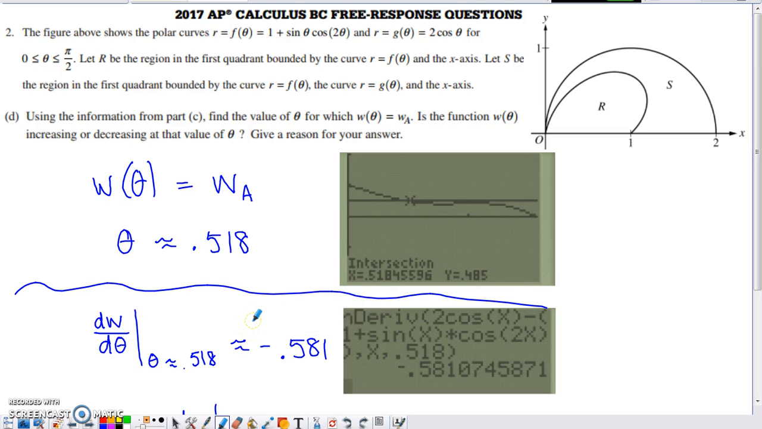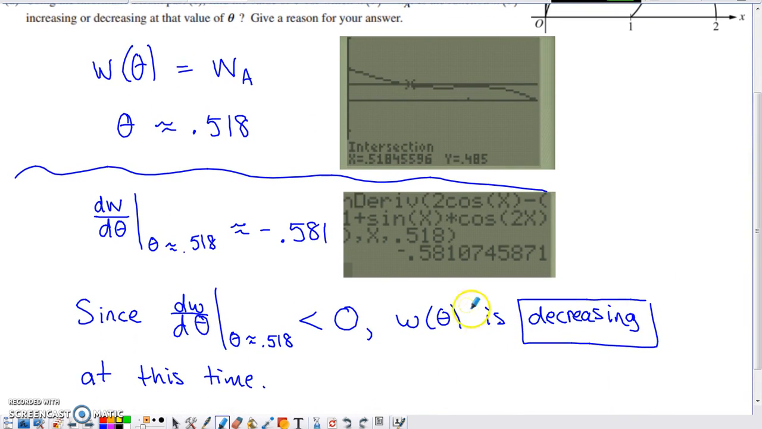So if you think about it, this is a pretty easy conclusion to build. If you find the rate of change of w with respect to theta at that value of theta, you can do that on the calculator. You just need the numerical value of the derivative and you get negative 0.581. I definitely can't keep the 0.581 and 0.518 apart from each other right now. My fault. But you end up with a negative, which is the significant aspect of this calculation. And why is that significant? Well, if a rate of change is less than 0, you know the function that's the rate of change for is going to be decreasing at that moment in time, at that value of theta.